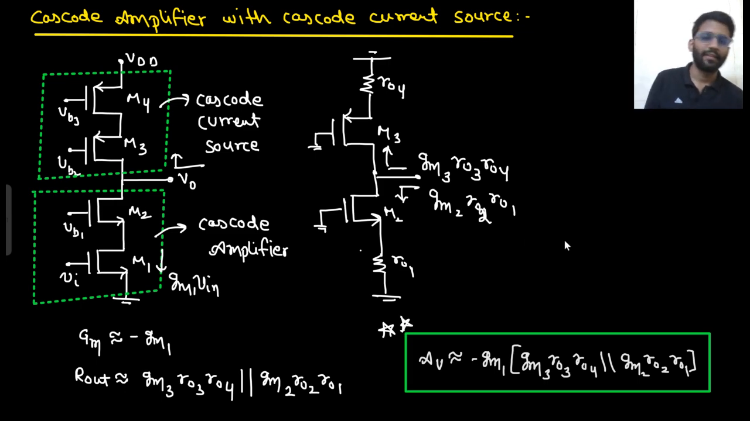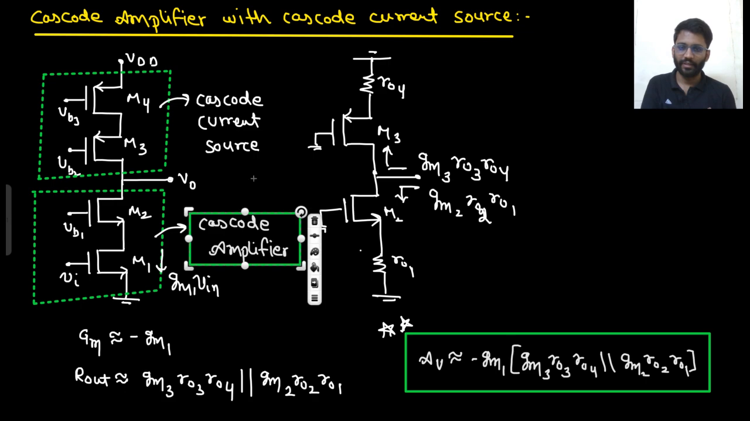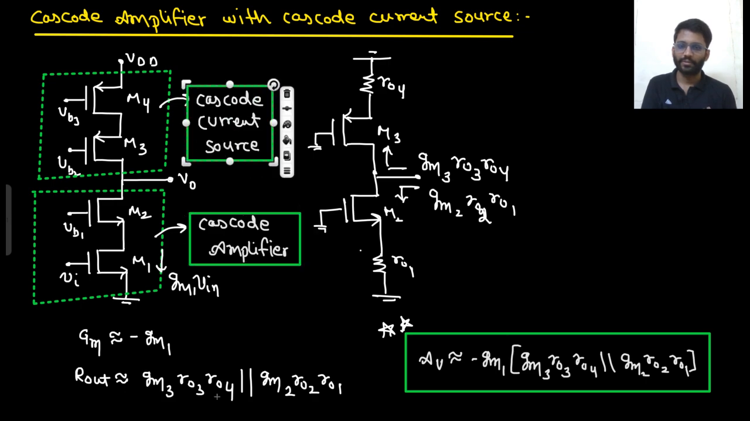And what is this figure? This figure was, okay, it is written cascode amplifier with cascode current source in load. So this was the cascode current source and this was the cascode amplifier. This was the cascode amplifier. This was the cascode current source.